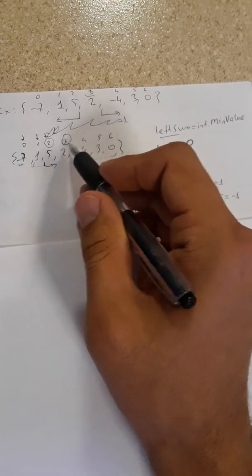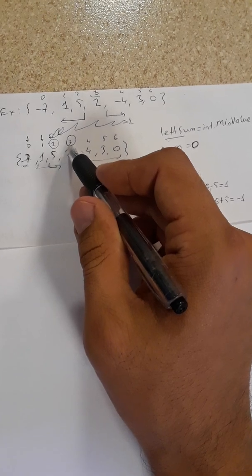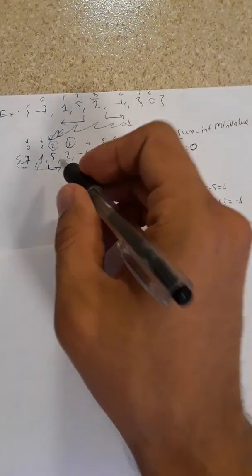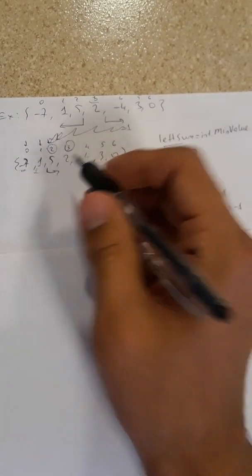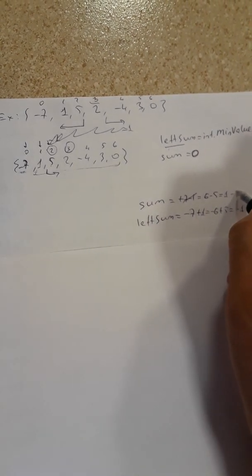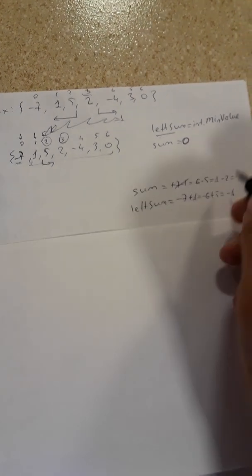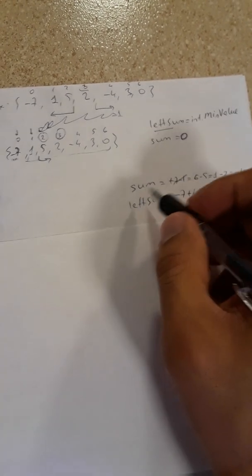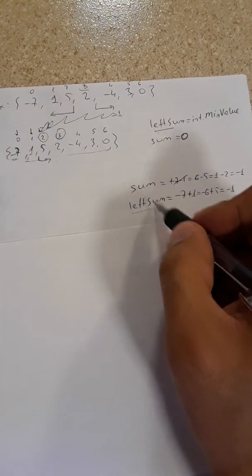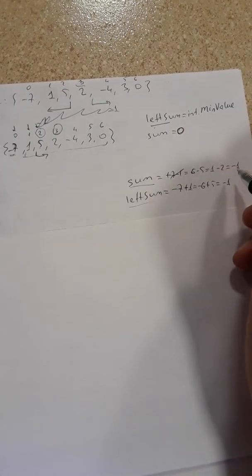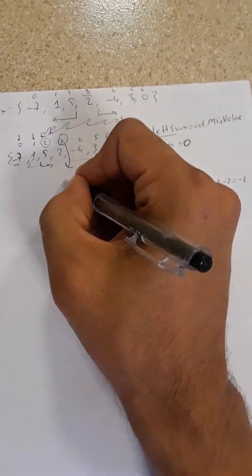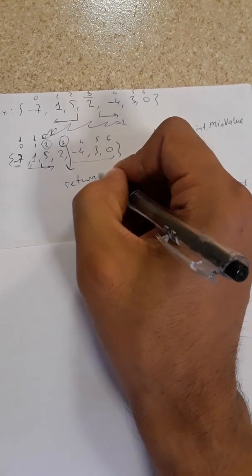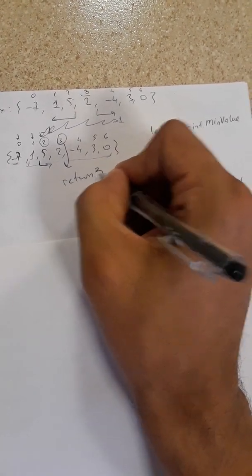So when we go to this index number 3, we are subtracting the element from our actual sum, -2 will make it -1. So at this point, we see that our left sum value and the sum value are equal to each other, and at that point we'll just return this particular index, which is 3.